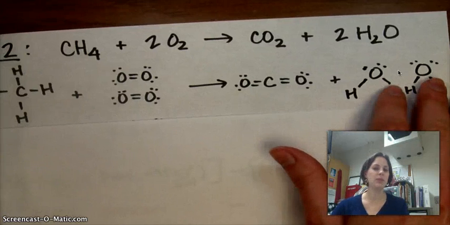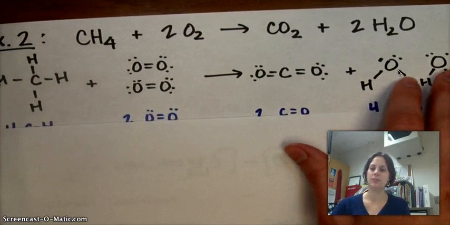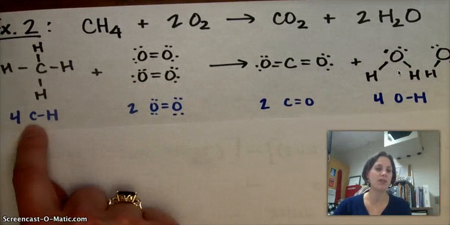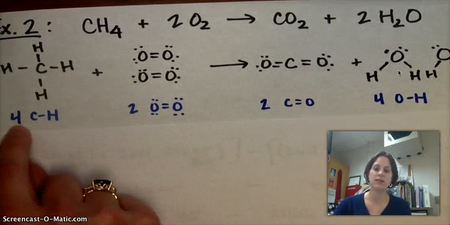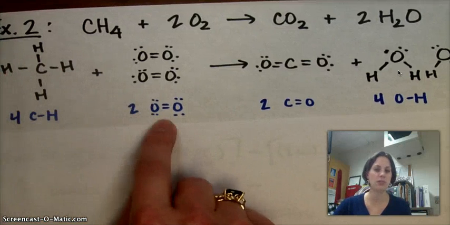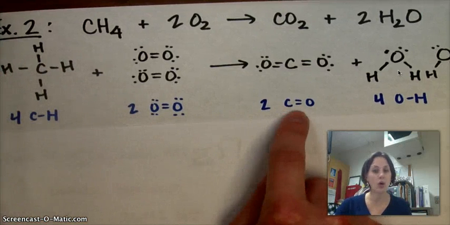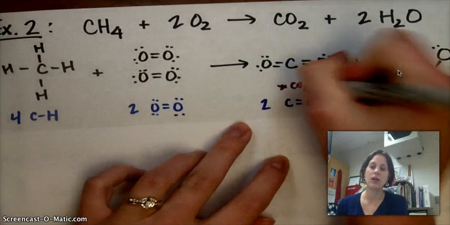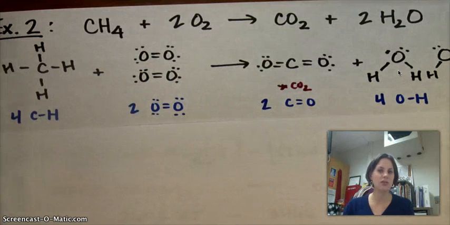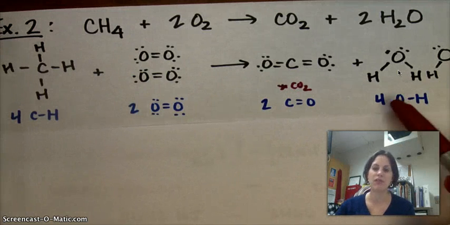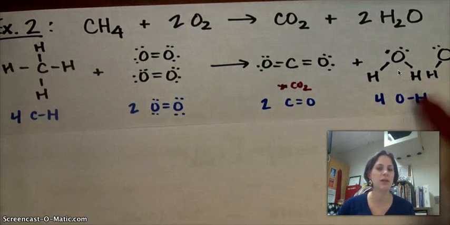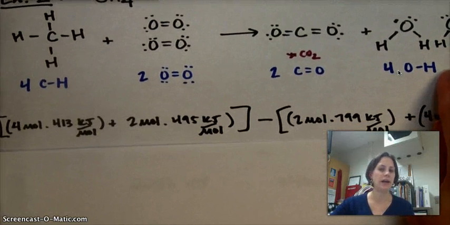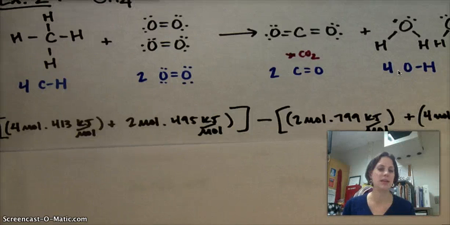Take a minute and look up those bond energy values from the table, and we will tally up all of our bonds here. So I've got 4 C-H bonds, 2 O double bonds, 2 C=O bonds, and remember this is from the CO2 molecule, so use that value when you're looking it up in the table, and 4 O-H bonds. Take a minute and look those up. Once you've done that and you come back, hopefully we came up with these same values.